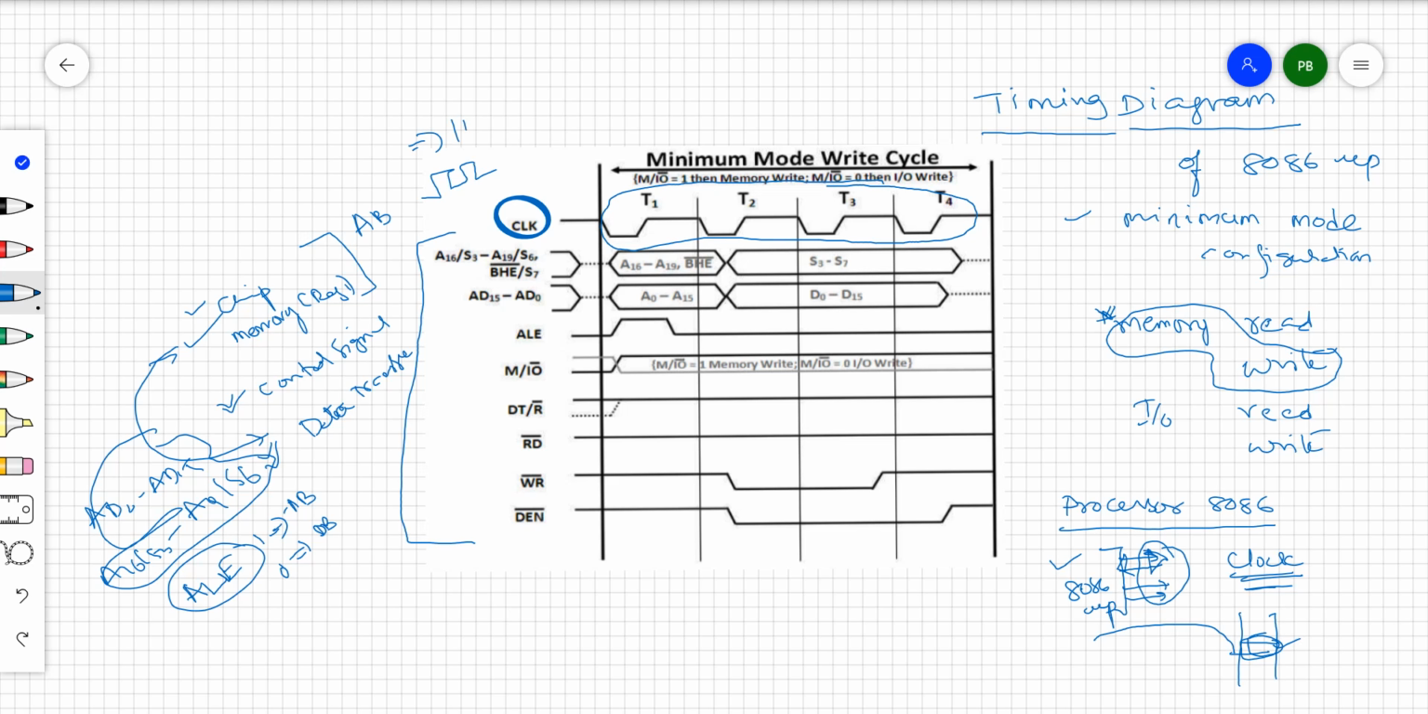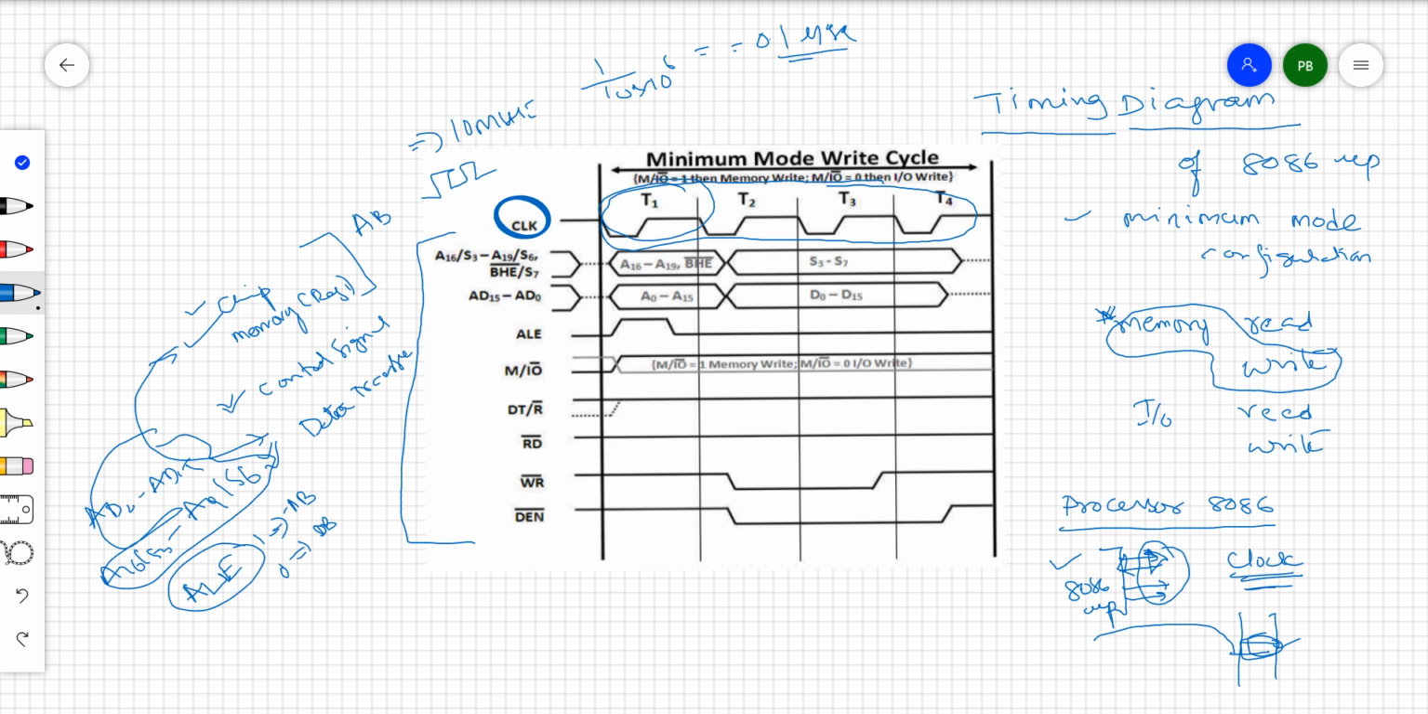For example, if the clock frequency is 10 megahertz, then 1 by 10 megahertz is 0.1 microsecond, which is the time period of that clock. So for every cycle it takes 0.4 microsecond. That means within 0.4 microsecond, if it is a write operation, the write will happen. If it is a read operation, the read will happen. You can see here, with respect to this timing diagram, how these control signals vary.